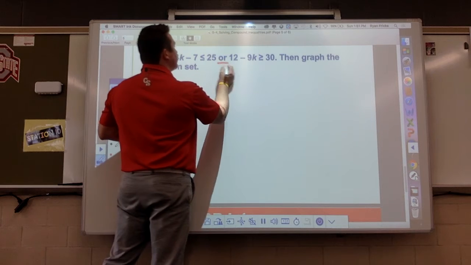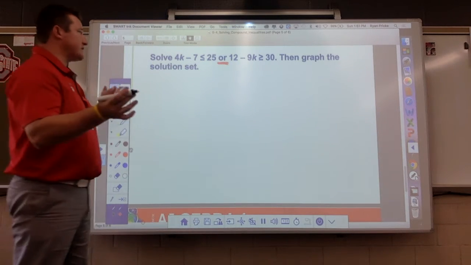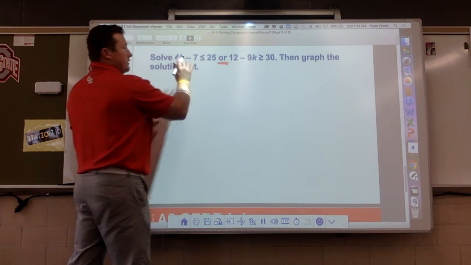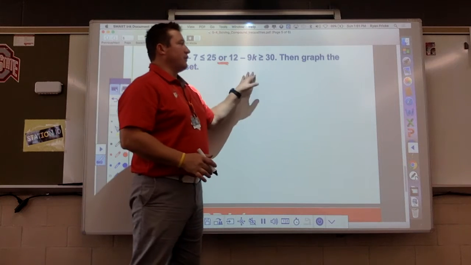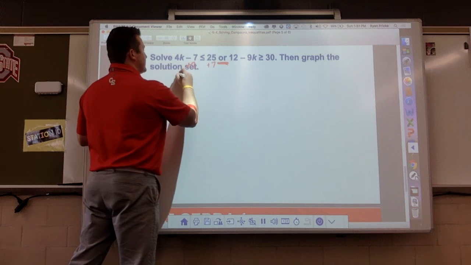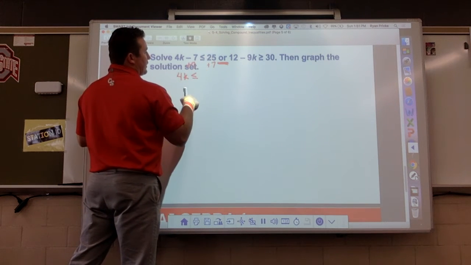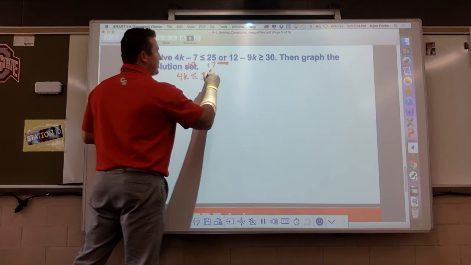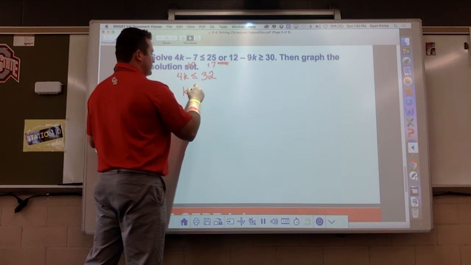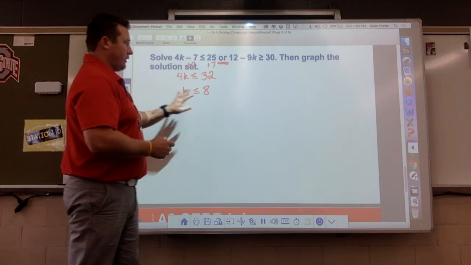Okay, look, check this out, guys. This one's an or. And they've just given me the two. Okay, that's fine. So we're going to solve this and then we're going to graph it. Solve and graph as well. Okay? So we're going to add 7 to both sides. 4k less than or equal to whatever 25 plus 7 is. I'm going to believe that would be 32. Okay? Divide by 4: k less than or equal to 8. All right, so there's the first part.